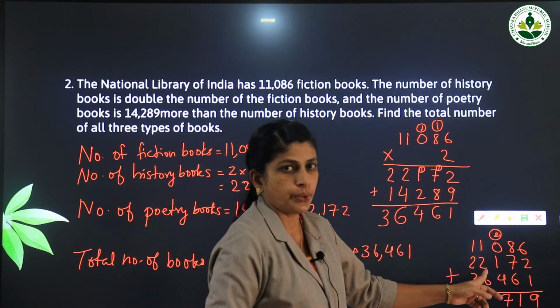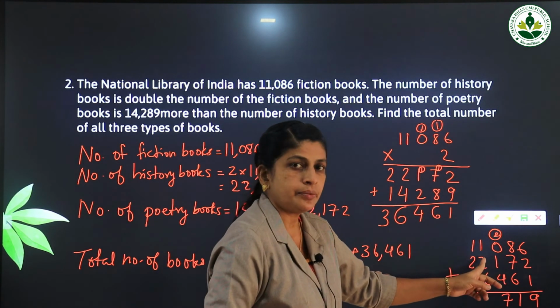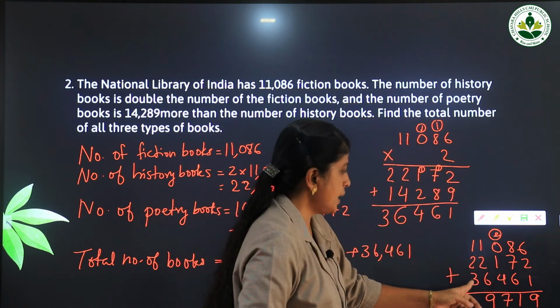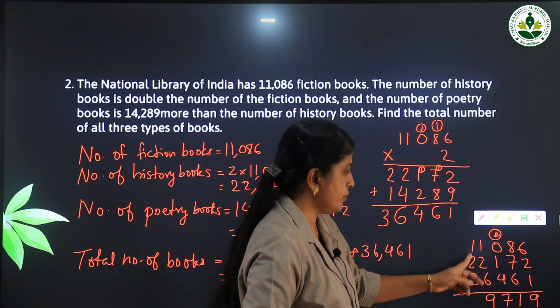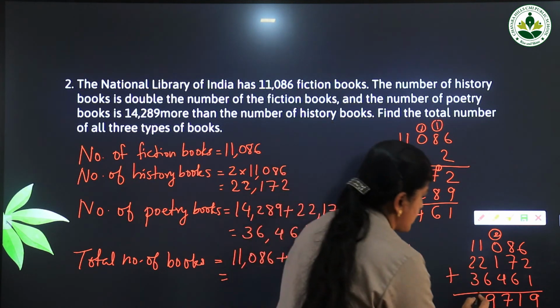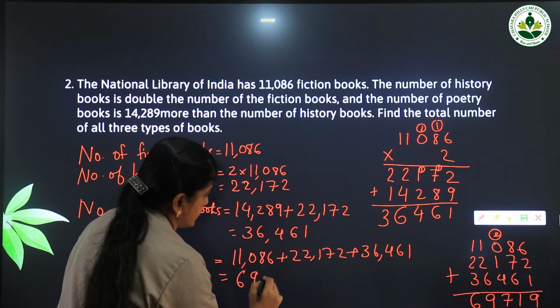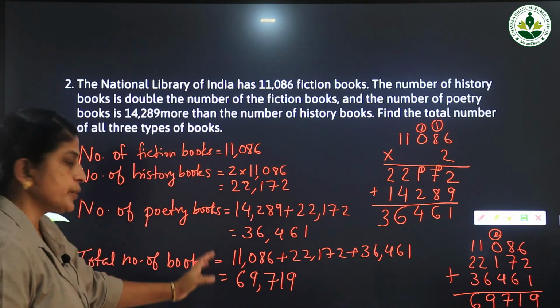Then 6 plus 2. 6 plus 2 is 8. 8 plus 1. 8 plus 1 is 9. Then 3 plus 2. 3 plus 2 is 5. Then 5 plus 1, 6. Therefore, we got the total, 69,719 books are there in total.